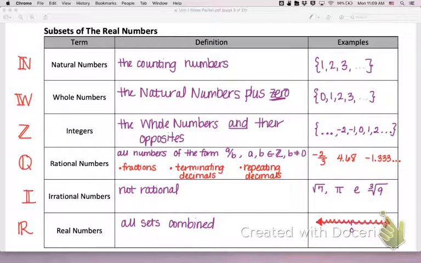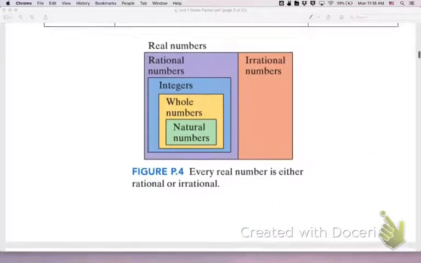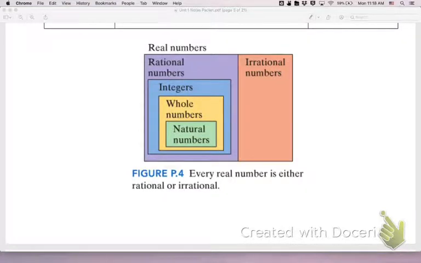So now we're going to use that information to sort out some groups of numbers and see how they fall into these subsets. So let's move down. Before we do that, this is a really great visual that helps you understand what we're looking at. Notice natural numbers is the smallest, whole numbers gets bigger, integers get bigger, rational numbers get bigger. Irrational numbers don't overlap with any of those, but all of them are in this rectangle for real numbers.